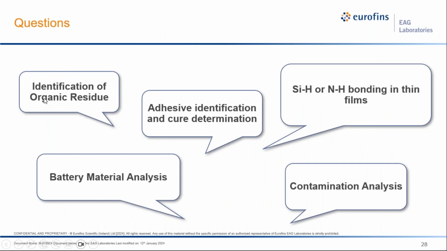Can these techniques be used to identify organic residues? Absolutely. They can also be very useful for looking at different components of the battery, such as a separator, the binder and the electrodes, and so on. We can also do experiments to identify the type of adhesive, and even in some cases determine the degree of cure of that adhesive. There's also a special application of these techniques, specifically FTIR, looking at SiH and NH bonding in thin films. And this is actually one area where we can be quite quantitative.